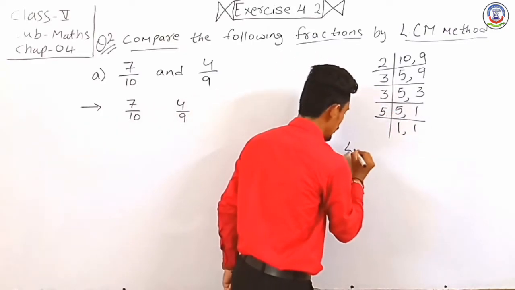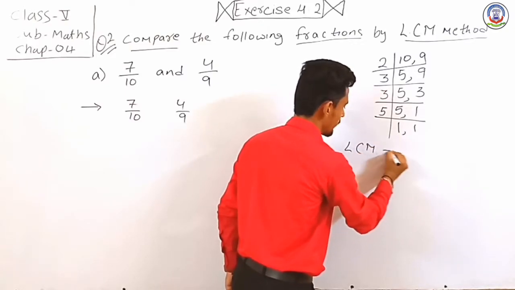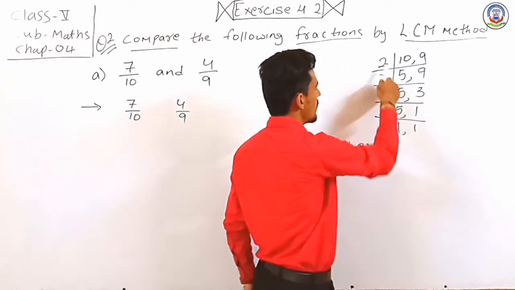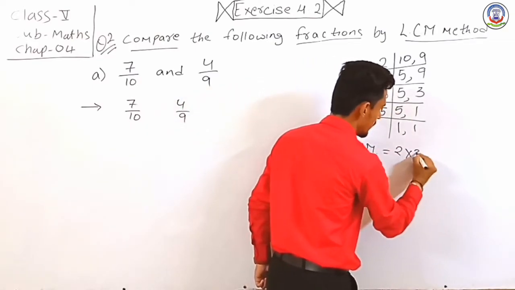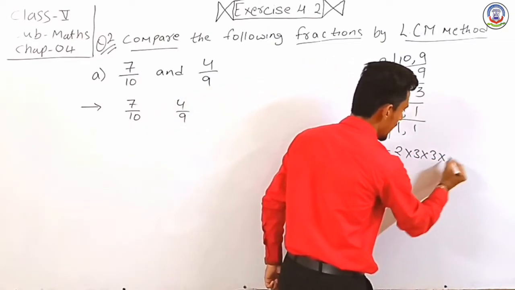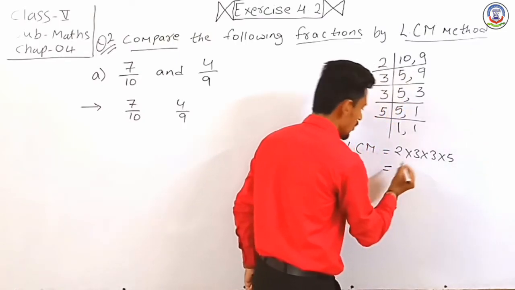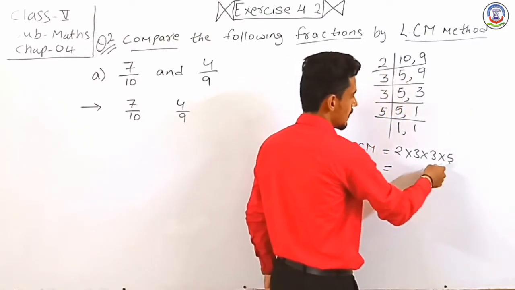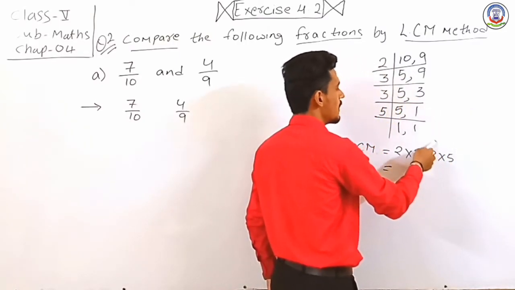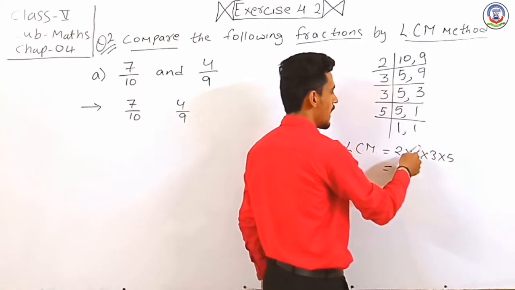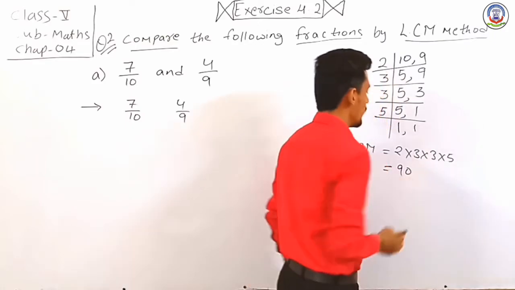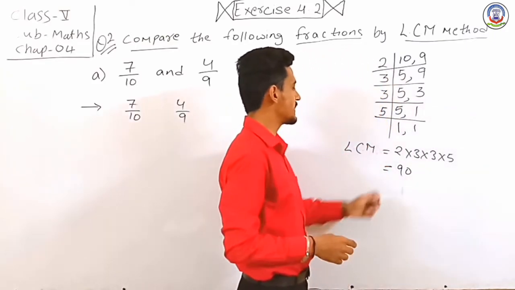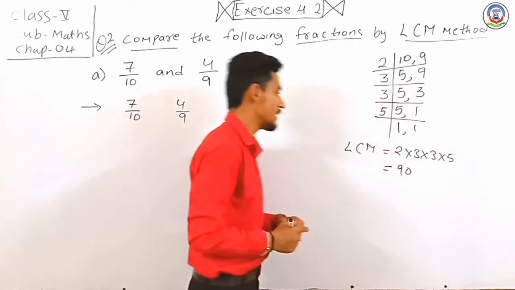Now we have to take LCM. What we have? 2 multiply 3 multiply 3 multiply 5. So multiplication of this is 5 multiply 3 is 15. 15 multiply 3 is 45. 45 multiply 2 is 90. So we have 90 as LCM of these two numbers.